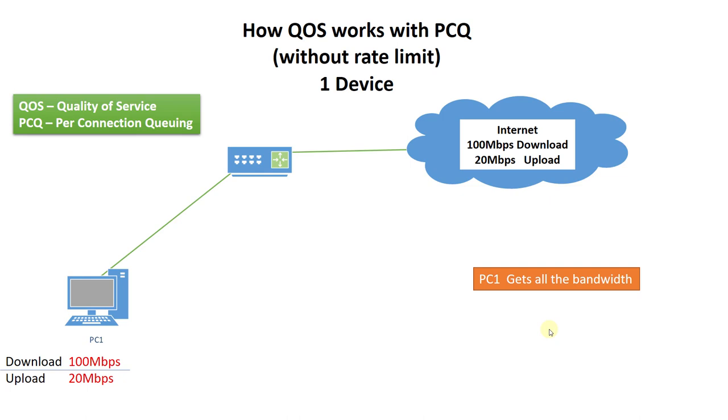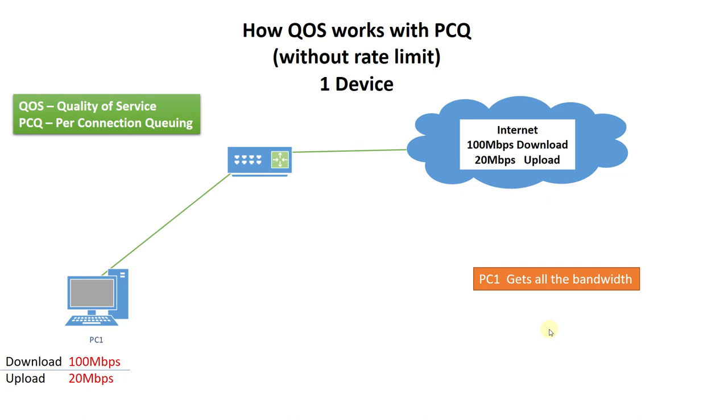And PCQ stands for per connection queuing, and what this does, this works in conjunction with QoS, and it breaks the traffic into queues. When it breaks the traffic into queues, it allows better bandwidth management and parameters to be set based on the traffic.